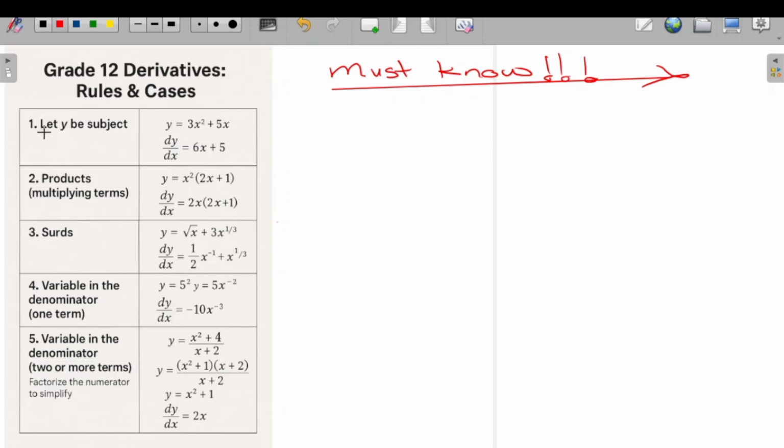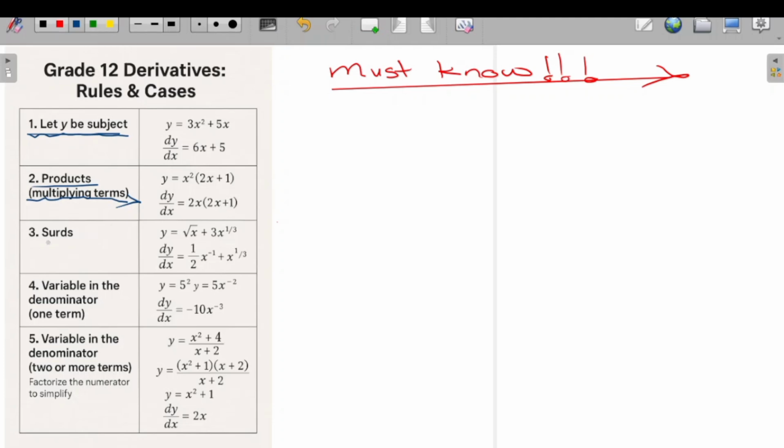The first case is when we have to let y be the subject of the formula. The second case is when we are given the products. The first thing that we need to do when we have such a case is to multiply the products and then we derive.